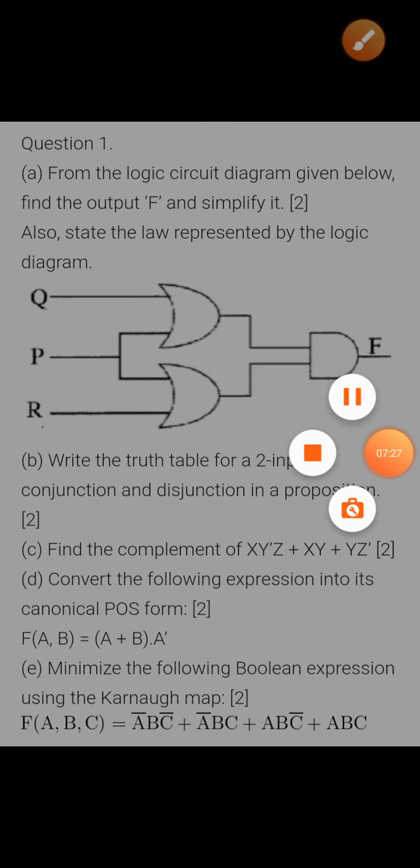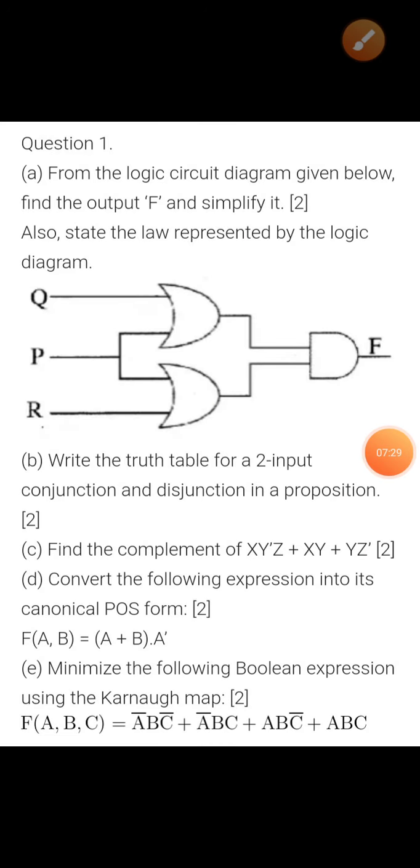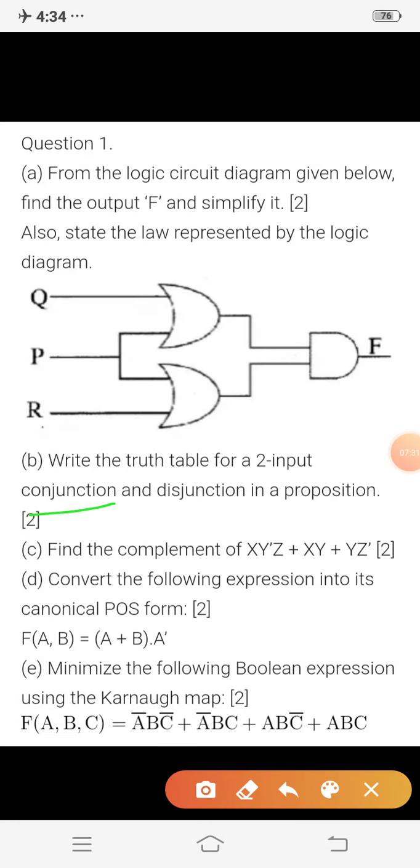Second question, write the truth table for a two input conjunction and disjunction in a proposition. So two input conjunction means AND, disjunction means OR. So you have to make the truth table simple. Truth table आपको बनानी है two input के लिए. तो you can take two variables A and B and make AND, OR.